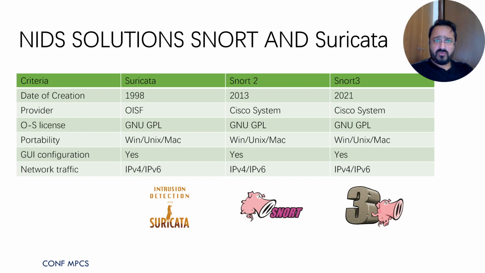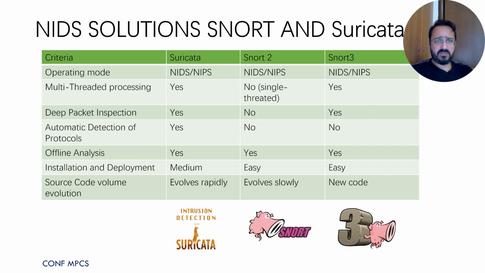A few things about these systems, Snort and Suricata. Suricata is from 1992, Snort 2 from 2013, and Snort 3 from 2021. All of them are open source, they have a GUI, and they support IPv4 and IPv6. So we have all of these licenses.